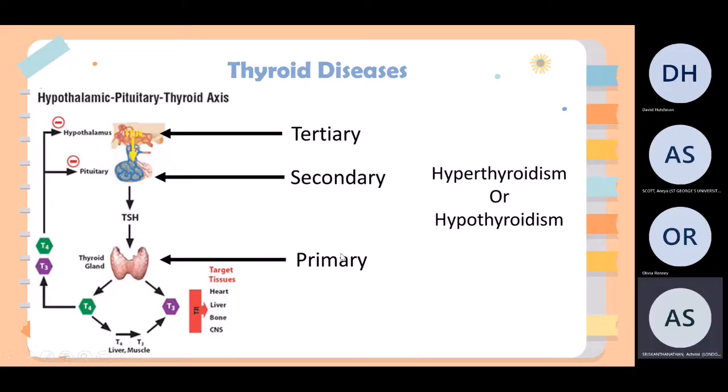So the way I remember it is your primary ones are always the main gland which produces the hormone, so in this case, it's your thyroid. Then secondary is one level up, so your pituitary, and then tertiary is always where it all begins, so your hypothalamus in this case.